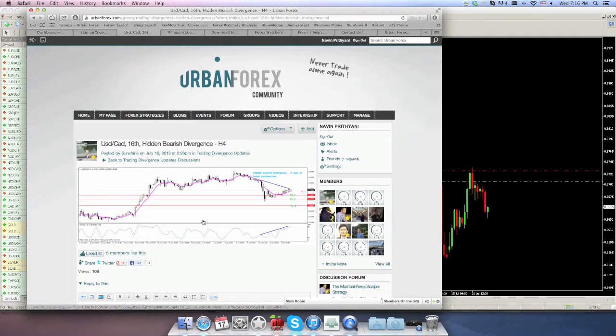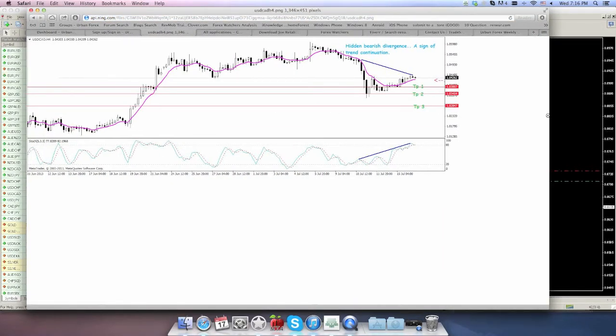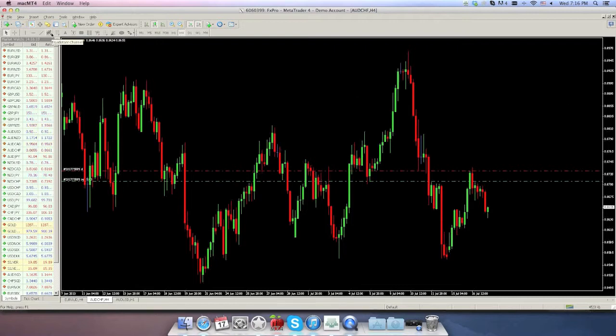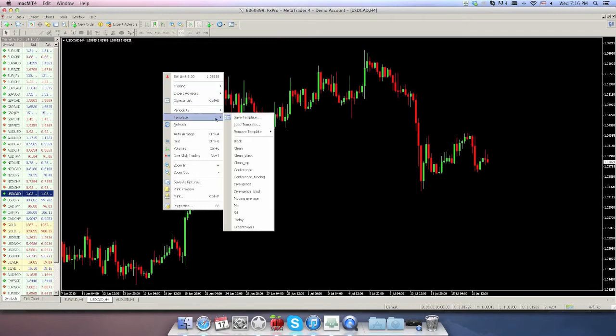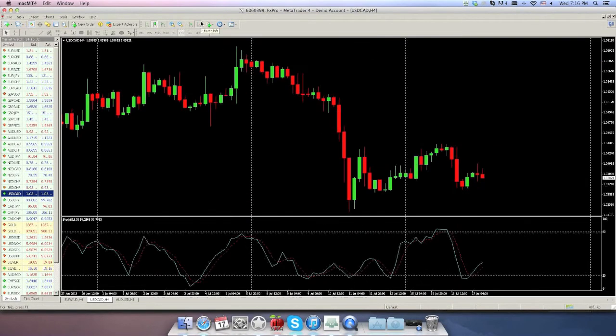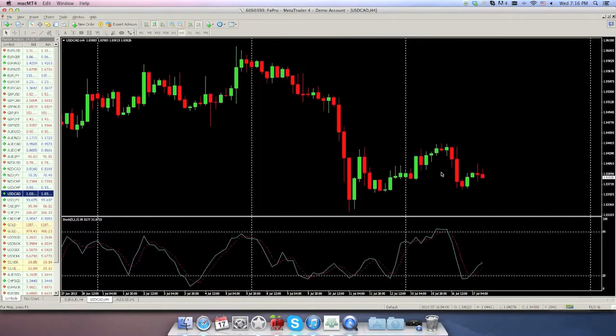So let's take a look here. On US dollar CAD, on the 4 hour chart, she spotted this divergence. Let's look into it. Here are the 4 hour charts. Let's bring in divergence. Okay, so she spotted this change here. She's taken from this area to this area and using the same thing from here to here.